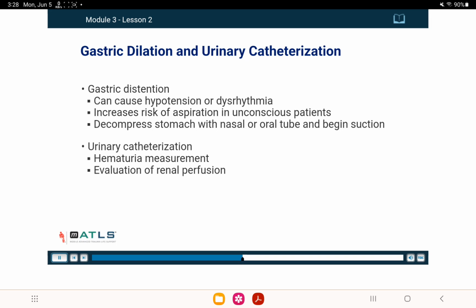Bladder catheterization allows clinicians to assess the urine for hematuria, which can identify the retroperitoneum as a significant source of blood loss. Monitoring urine output also allows for continuous evaluation of renal perfusion.